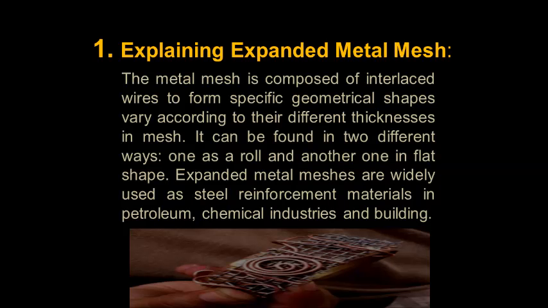The metal mesh is composed of interlaced wires to form specific geometrical shapes that vary according to their different thicknesses in mesh. It can be found in two different ways, one as a roll and another in a flat shape. Expanded metal meshes are widely used as a steel reinforcement material in petroleum, chemical industries, and building.